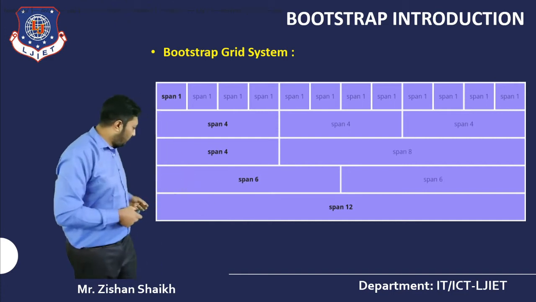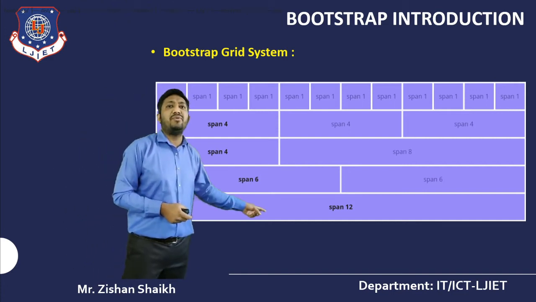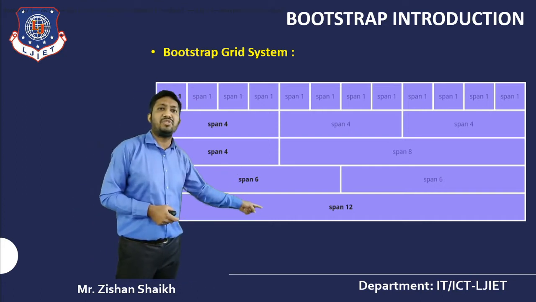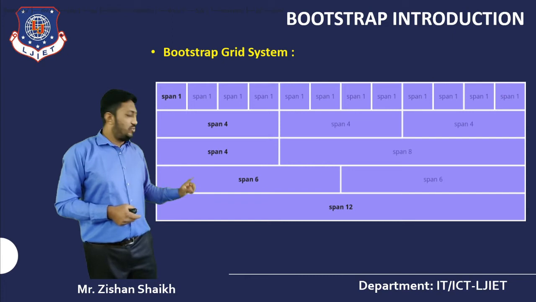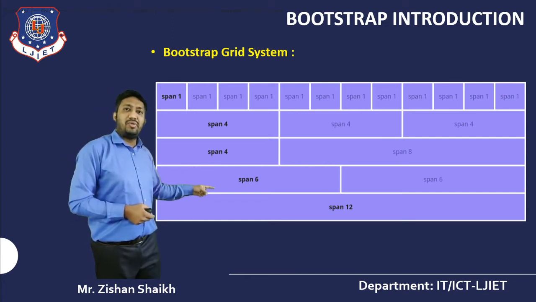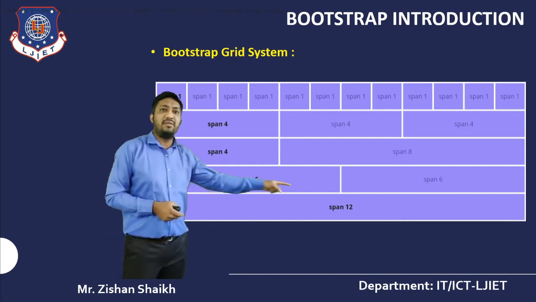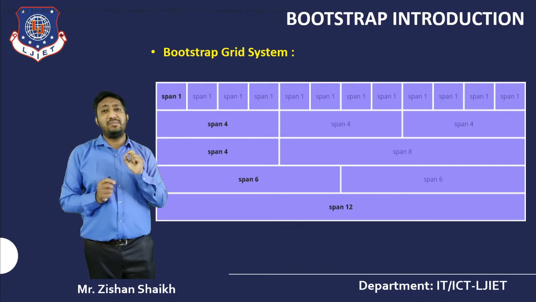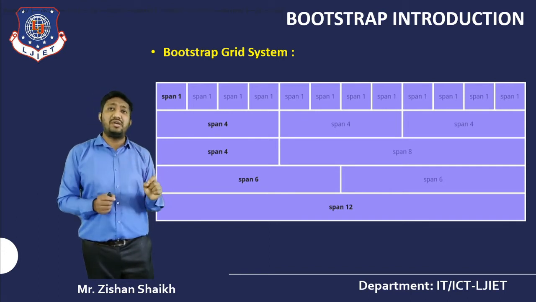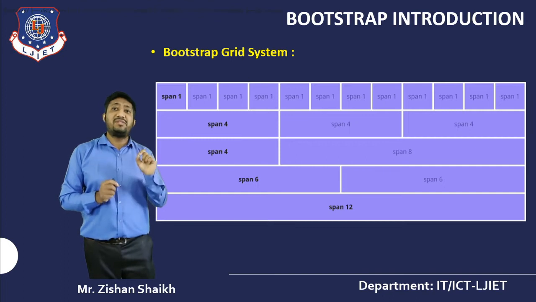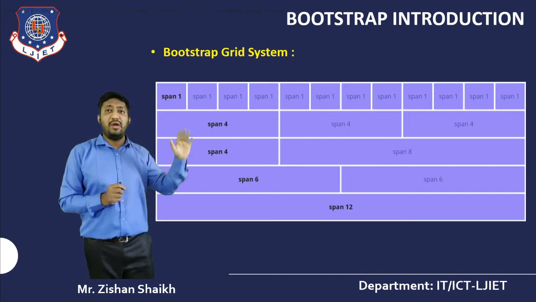Suppose I want to use the full screen. Then for all 12 columns we are using a single span. So this span contains 12 columns. Suppose I want to divide the whole screen into 2 parts. Then there is a span of 6 columns and another span of 6 columns. So you must remember how the grid system works. Without the grid system, you cannot understand Bootstrap. So you must know the concept of the grid.